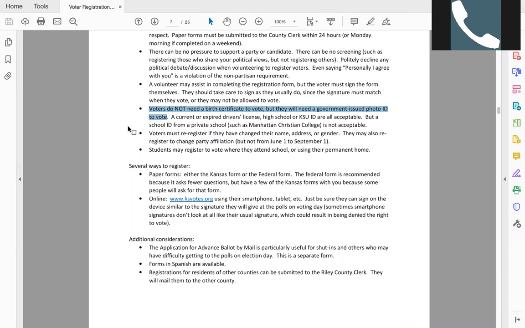And re-registering when they move or change their name or gender, and how students can, as we've already mentioned, register to vote either in their parents' home where they permanently live or where they live currently. They have a choice. And then, of course, we've been talking about paper forms. Many people would be very happy that it's quick and easy to register using ksvotes.org on their smartphone, tablet, etc.